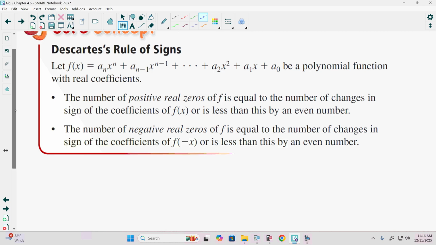It also says that the number of negative zeros of the function is equal to the number of sign changes of f of negative x, or is less than it by an even amount. So we get that number, and we can subtract 2 from it to figure out how many possible negative zeros we have.